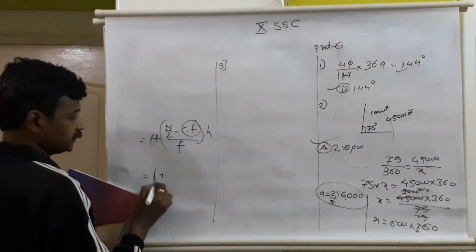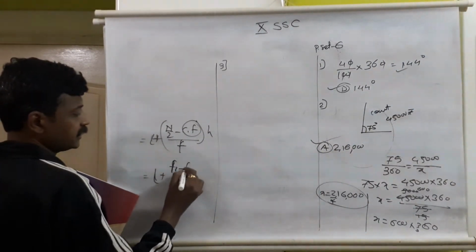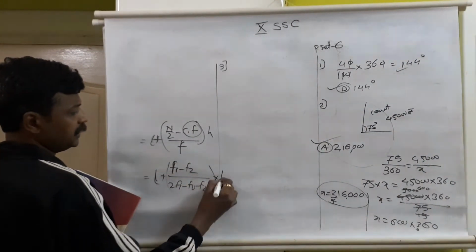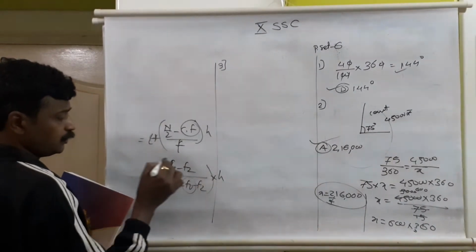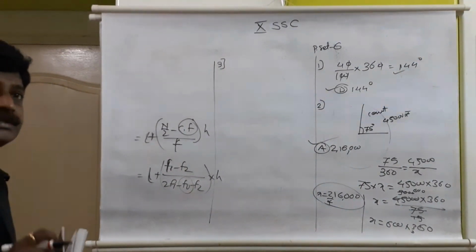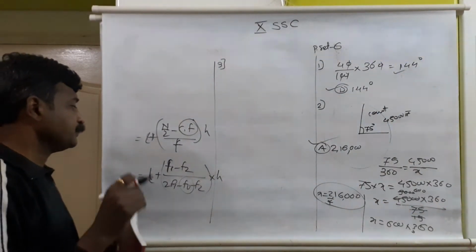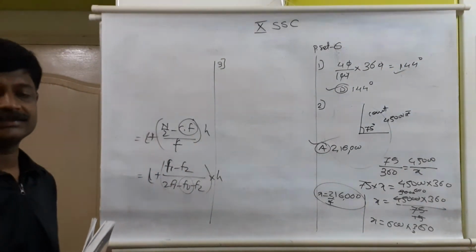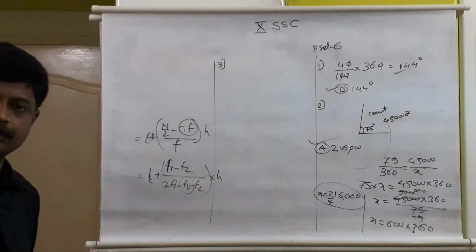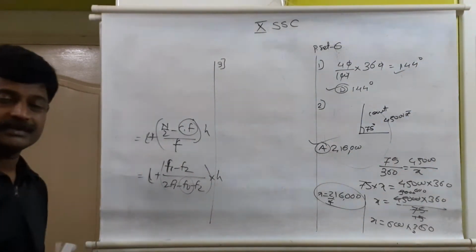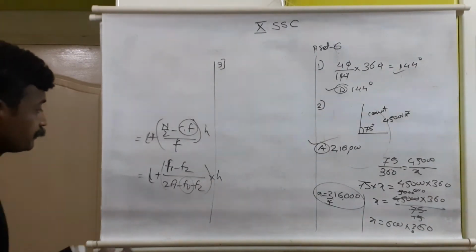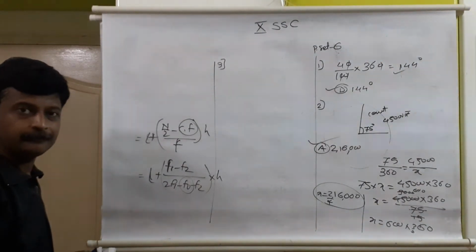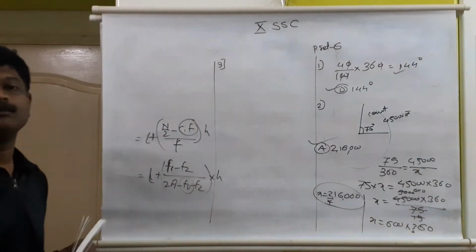For the mode it is L plus F1 minus F0 upon twice F1 minus F0 minus F2, bracket complete, into H. Here F1 is the frequency of the modal class, F0 is the frequency of the previous class of the modal class, and F2 is the frequency of the next class of the modal class. Is cumulative frequency used here? No, cumulative frequency is not used here. The n by 2 value was based on the total summation of frequency, n divided by 2. Based on that the class was decided.